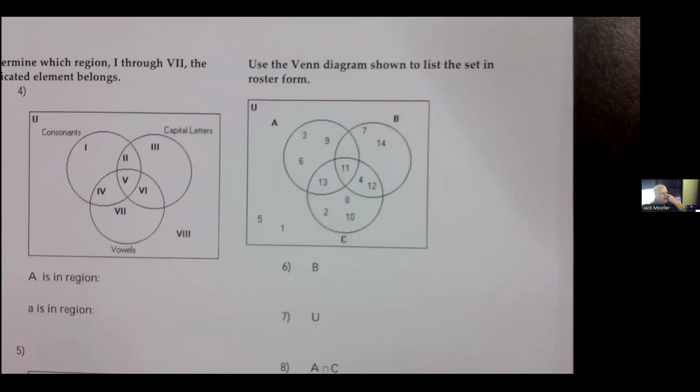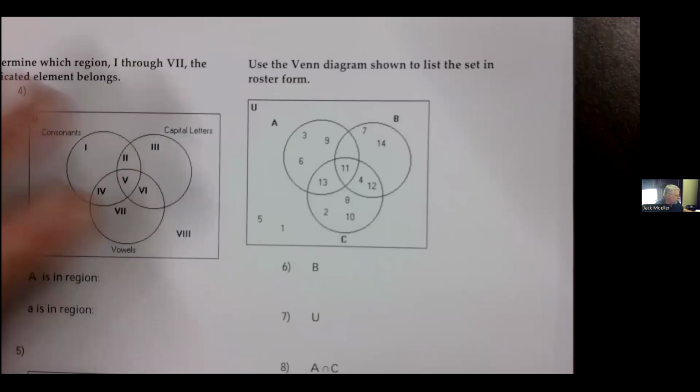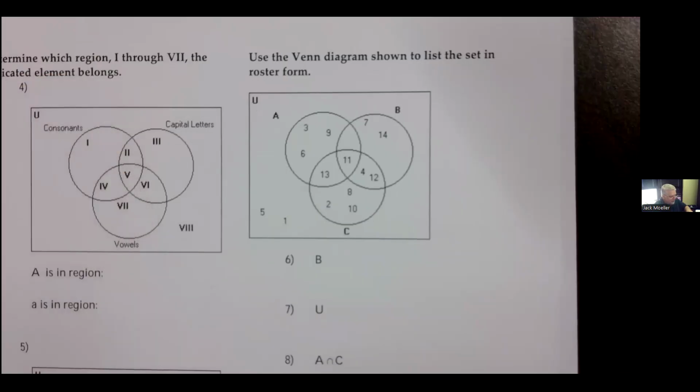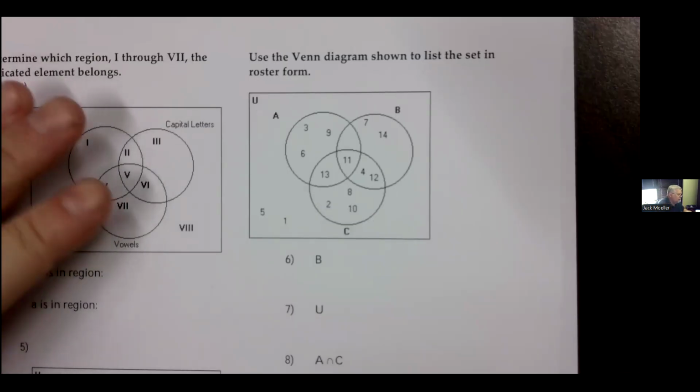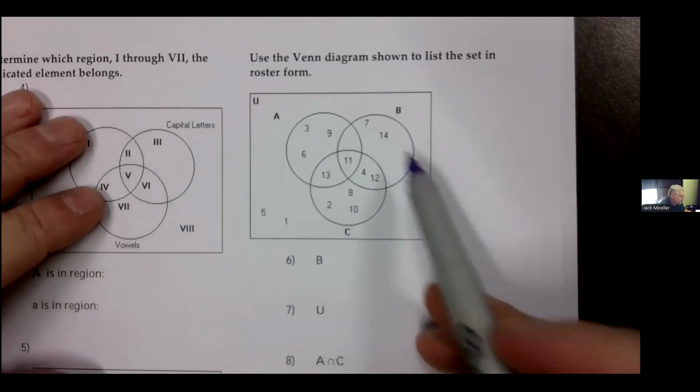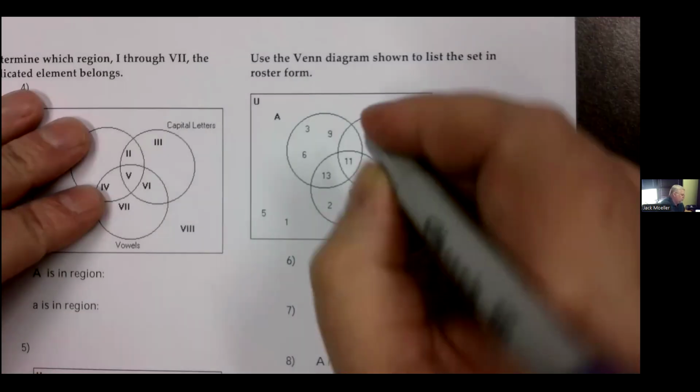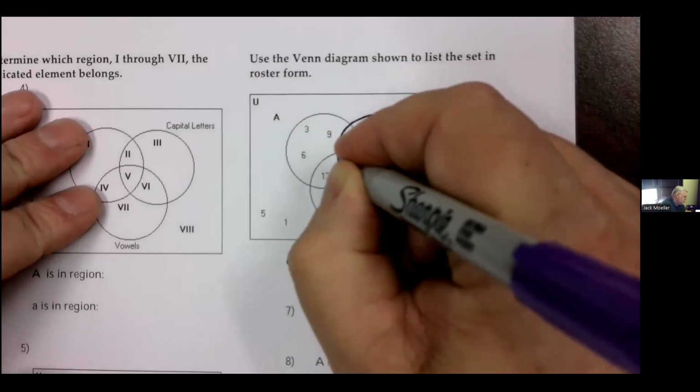All right, so use the Venn diagram to list the set in roster form. All right, so here we have our Venn diagram. It wants to know what is B. So where is B on this Venn diagram? Okay. And again, please don't tell me it's just 7 and 14, because those are only in B. So B is the entire circle.